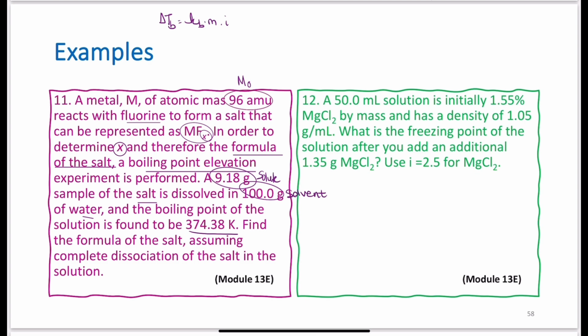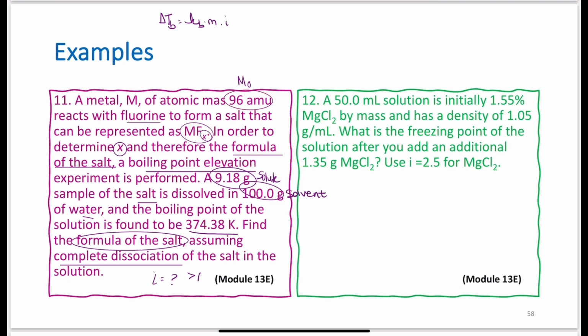So I'm trying to find the formula of the salt, assuming complete dissociation of the salt in the solution. Great. I don't know what my i value is because I don't know what my formula is. But that means my i value is something greater than 1. I know I have at least two things here: I have metal and fluorine, in this form, fluoride. So I know it's at least a value of 2.